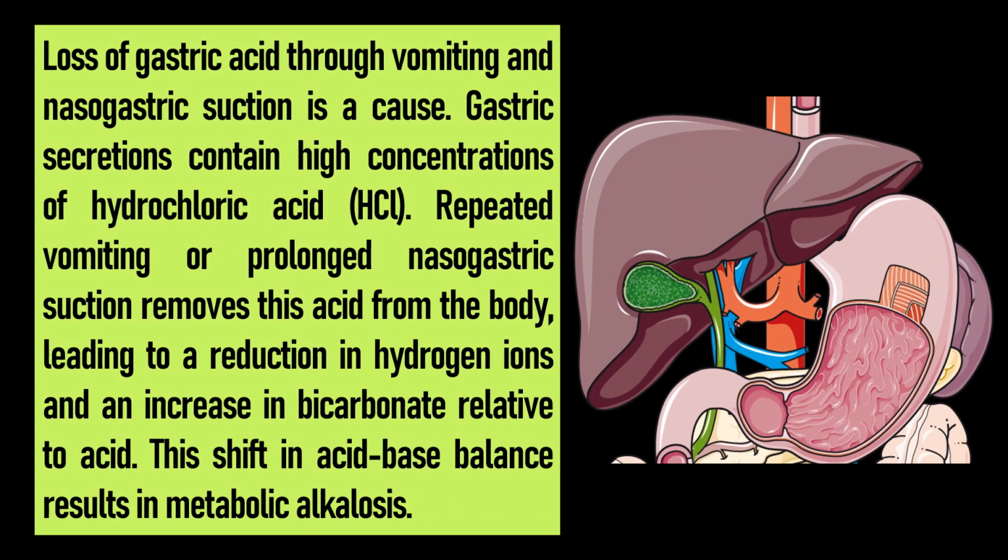Loss of gastric acid through vomiting and nasogastric suction can be a cause of metabolic alkalosis. Gastric secretions contain high concentrations of hydrochloric acid. Repeated vomiting or prolonged nasogastric suction removes this acid from the body, leading to a reduction in hydrogen ions and an increase in bicarbonate relative to acid. This shift in acid-base balance results in metabolic alkalosis.